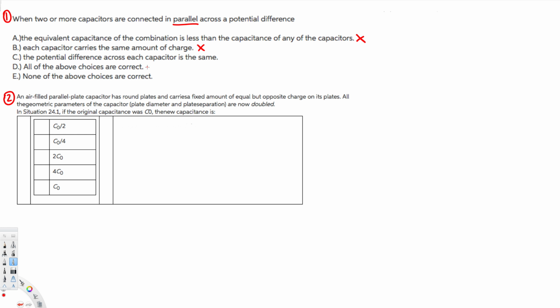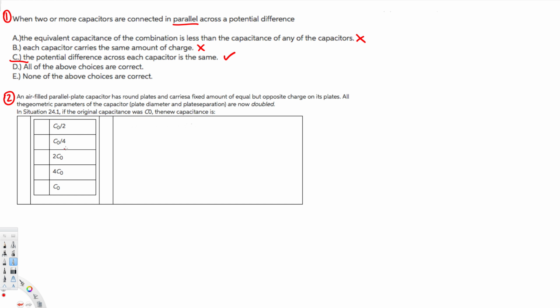Let's look at the third one. The potential difference across each capacitor is the same. This is true because in parallel, the potential difference is going to be the same across the capacitors. So this is the correct statement for this question. Therefore, the answer is C.